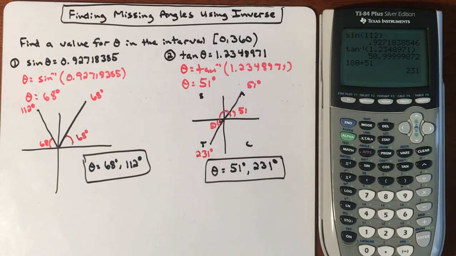All right, and that is finding some missing angles, but our interval went from 0 to 360.